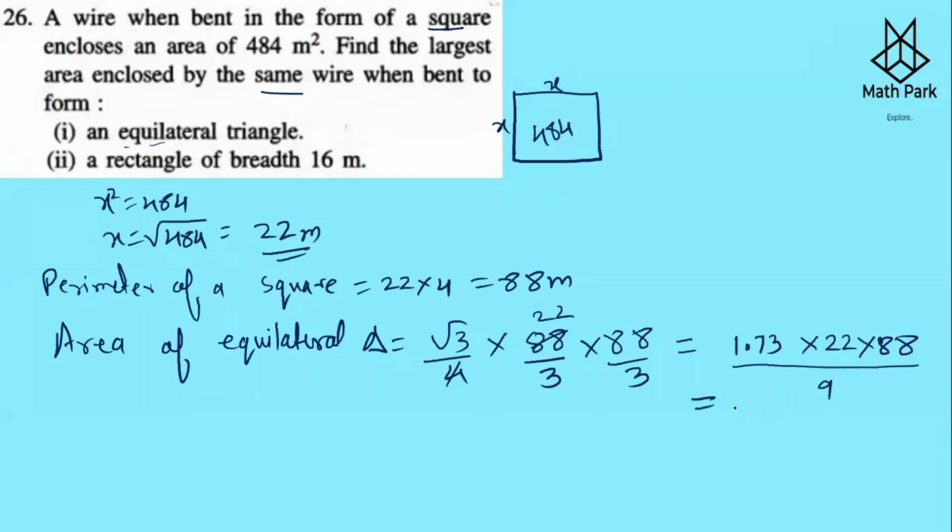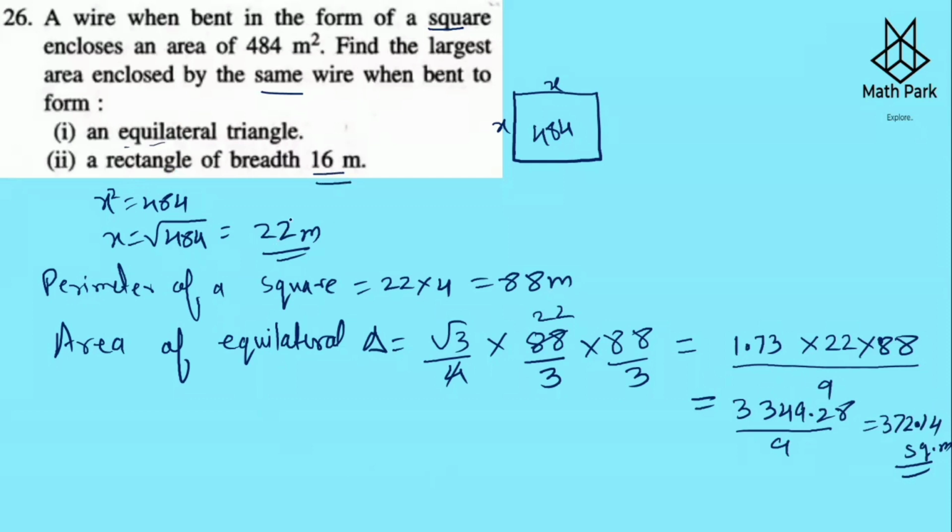We get this as 3349.28 divided by 9. So dividing by 9, we get this as 372.14 square meter is the area of an equilateral triangle. Now we need to find the area of a rectangle when the breadth is 16.